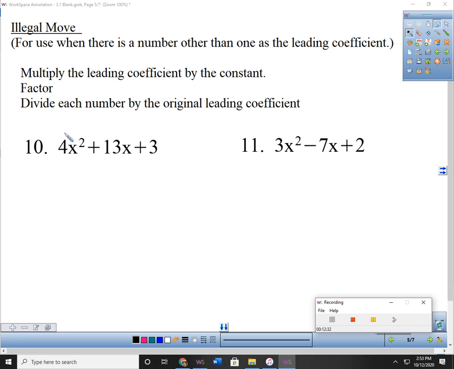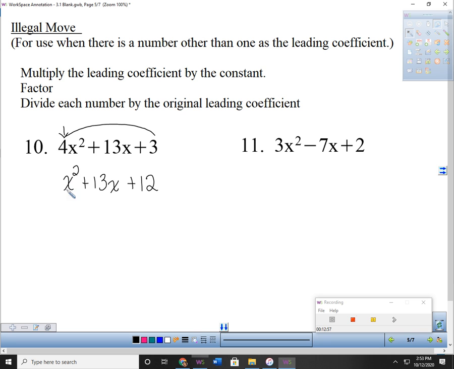So when we have a number in the front, like in front of this x squared, we're going to use what we call the illegal move, okay? The first thing you're going to do is take that leading coefficient right there, and multiply it by the constant at the back. So that I'm moving it, right, illegally. So that would give me 4 times 3, which is 12.